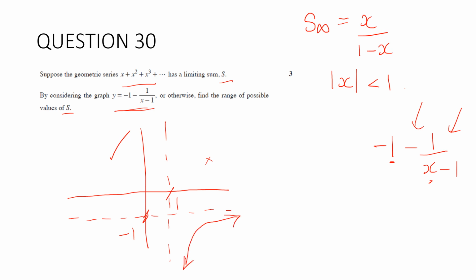And then we need to look at intercepts. So when x is equal to 0, we get negative 1 take 1 on negative 1, which is negative 1 plus 1, it's equal to 0. So that's nice, it's coming through here.